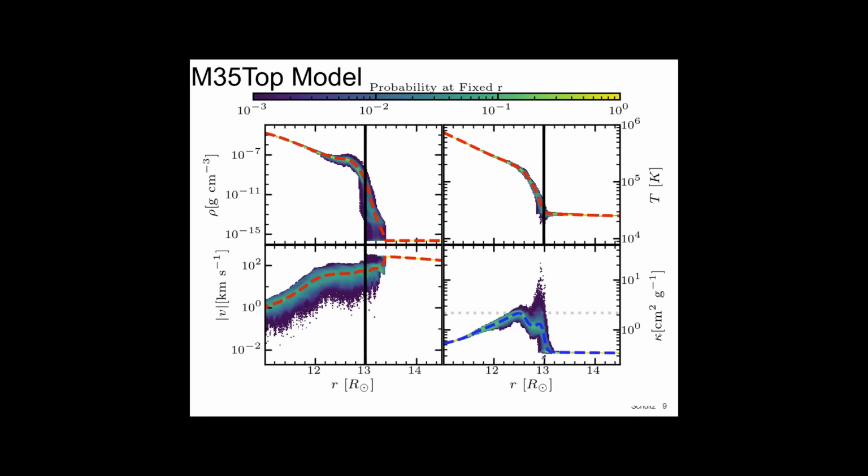So I'm going to try and play a movie for you. It'll probably be glitchy, and I apologize in advance for that. But this is the best way to show the variability of these stars. So the color here is the probability at a fixed radius of that value.